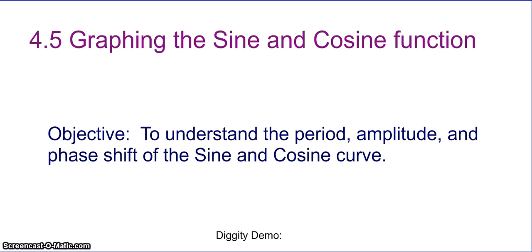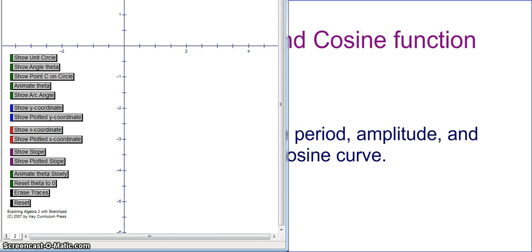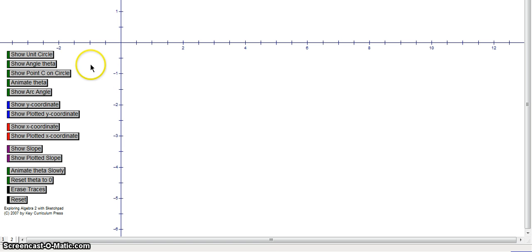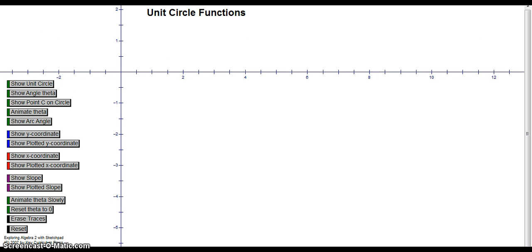Alright, so again, sorry about that, this is 9.5, graphing the sine and cosine function. So we want to understand period, amplitude, and phase shift for sine and cosine. First though, we're going to look at a demonstration. You've probably seen something like this before, maybe not. But here we can see how the unit circle relates to the graphing of trig functions.